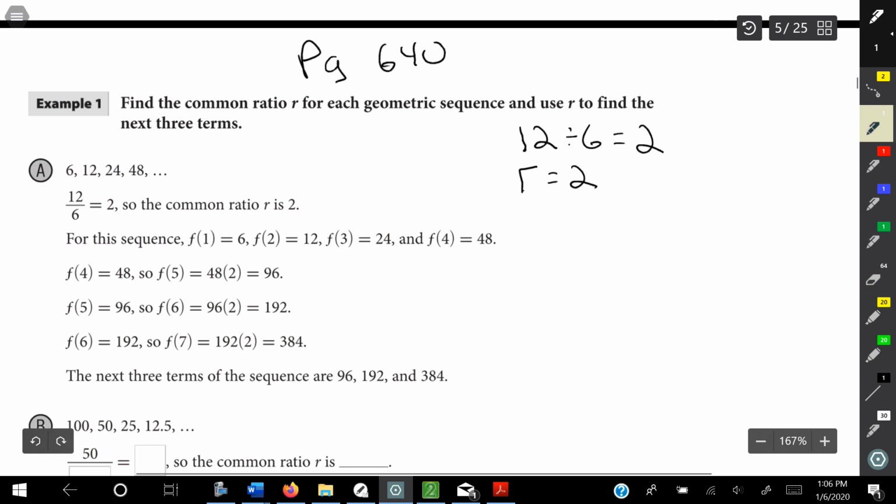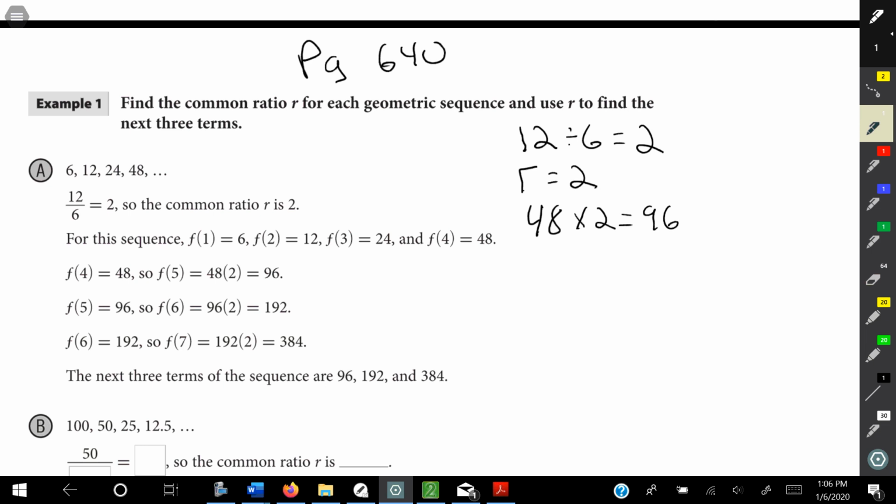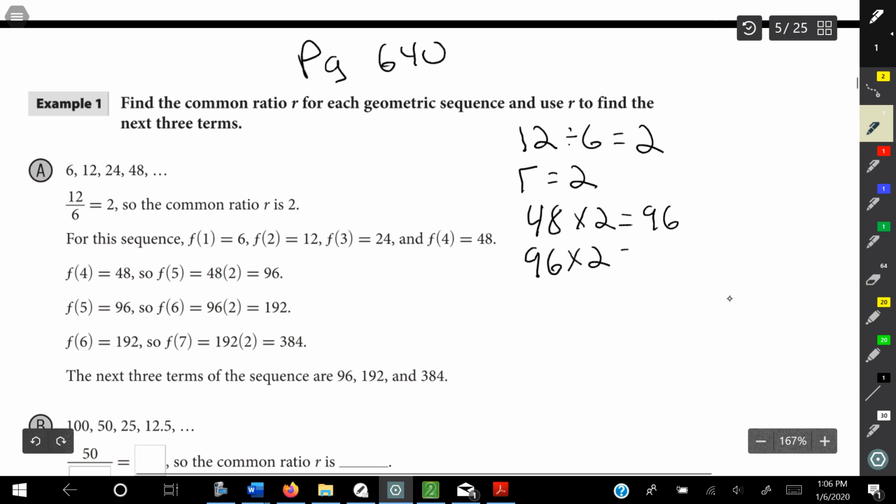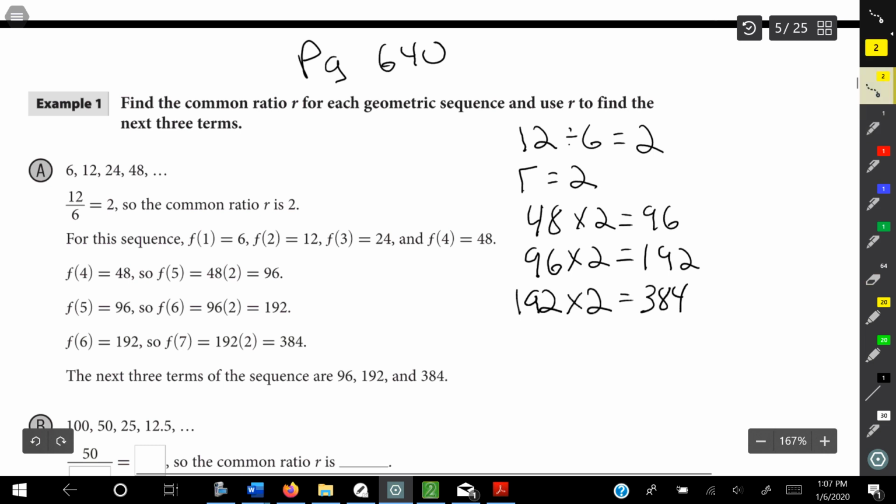Now, we're just going to take that 2 and multiply it against the 48, and that'll get us the next term. So you'll have 48 times 2, and that gets you 96. So the next term is 96. Then you take the 96, multiply it by 2, and that gets you 192. And you take the 192 and multiply it by 2, and that's going to get you 384. So your next three terms are 96, 192, and 384, and you can write them like that.